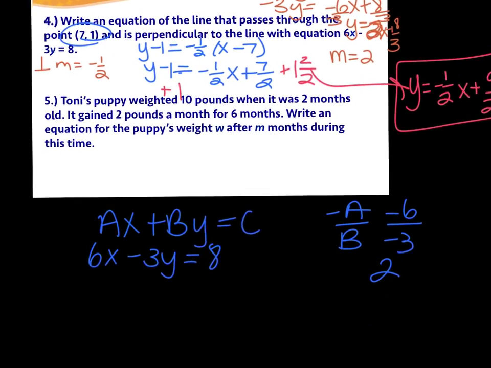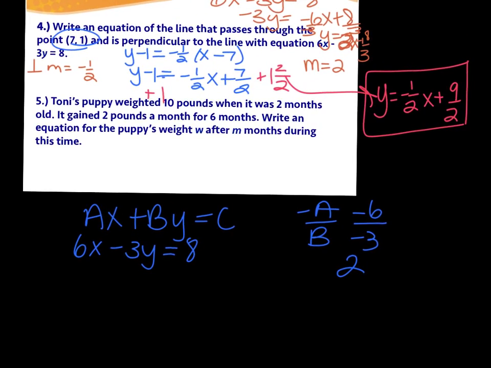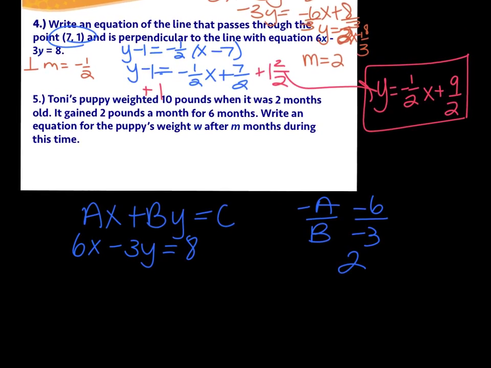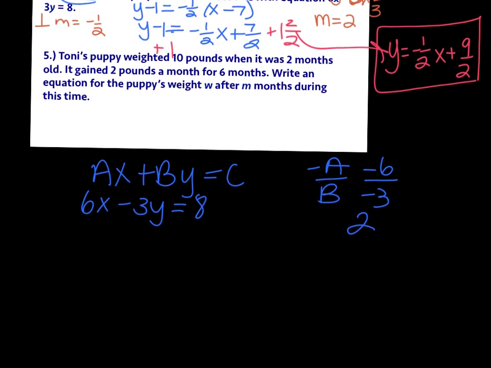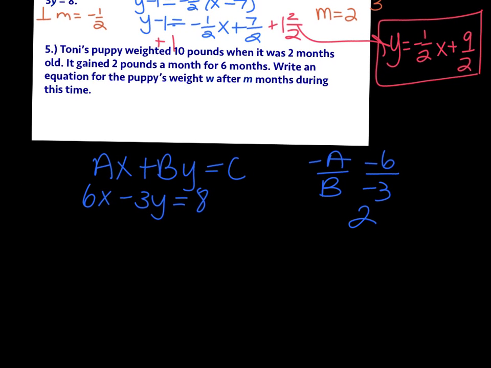Okay, and then the last one says, Tony's puppy weighed 10 pounds when it was 2 months old. It gained 2 pounds a month for 6 months. Write an equation for the puppy's weight, W, after m months during this time. There are a lot of different ways you could do this, but if you want the visual, you could say that this puppy started at 10 at month 0, or sorry, month 2.